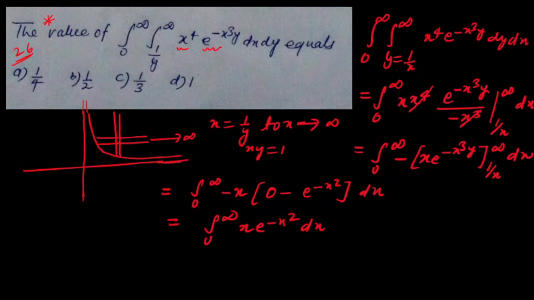So to integrate this, if I take minus x square as u, I require minus 2x dx. So I multiply it by minus 2, and here I multiply it by minus 1 by 2.